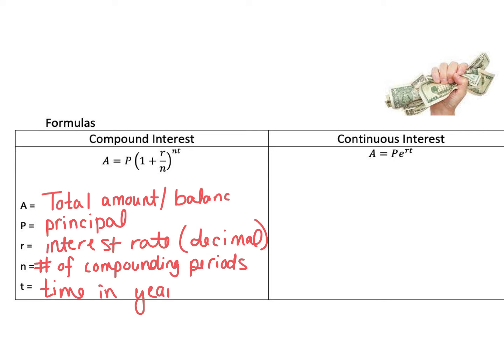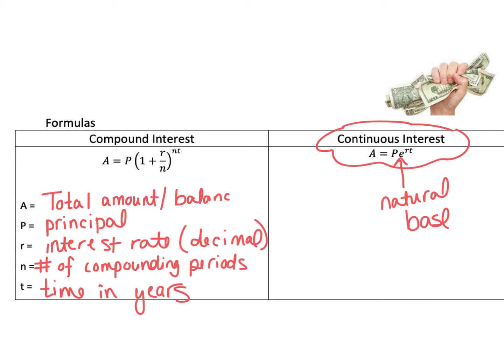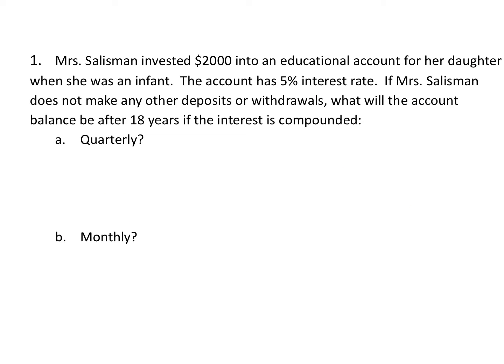Now, I want to point out that there is something known as continuous interest as well, where your interest is continuously compounding. This is a very similar formula where P, R, and T are the same thing, and e is your natural base, which we discussed is a constant. It's an irrational number of approximately 2.718. Let's look at an example.